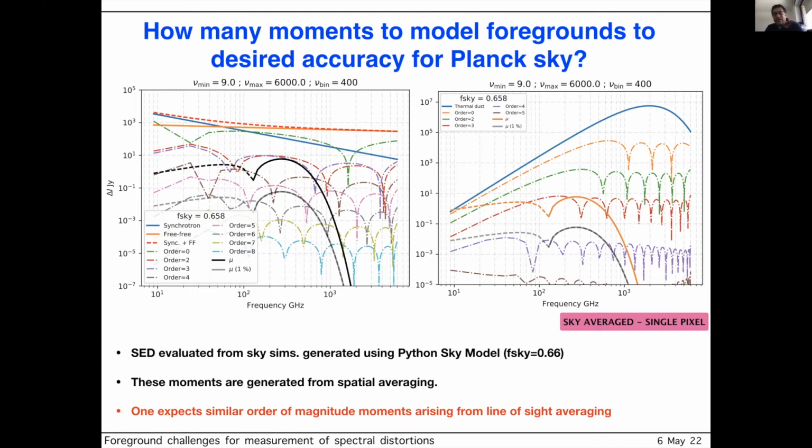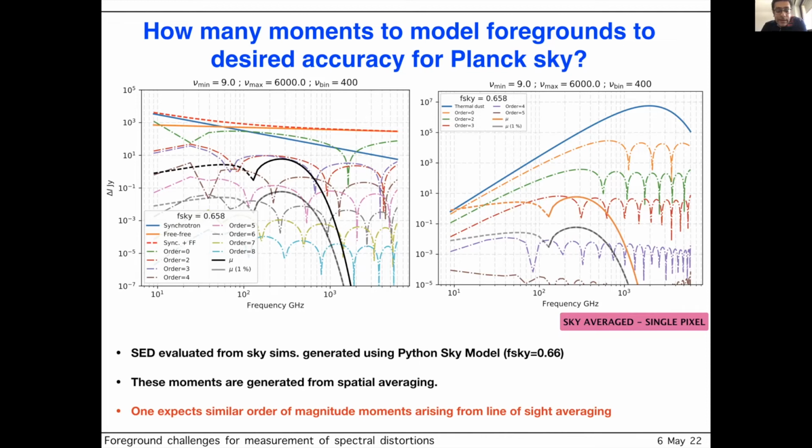Okay, and here, for those of you who know, the Python Sky Model uses what we have measured about the foreground sky from Planck as input, and it simulates this sky on that basis. And what I'm showing you here is that the moment modeling actually works rather well in modeling these moments. But bear in mind that the Python Sky Model only has, for each pixel on the Planck sky, one modified black body.